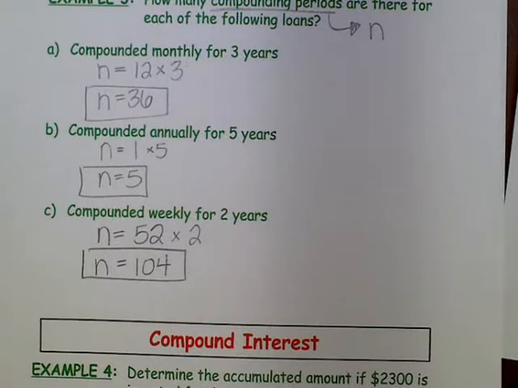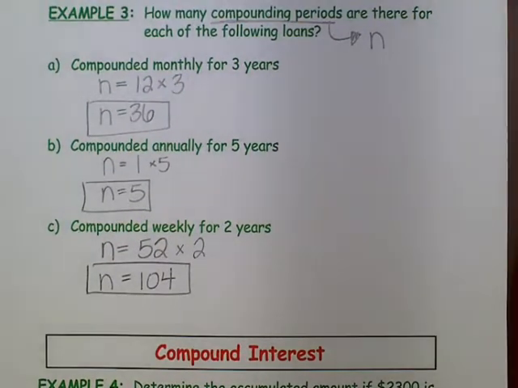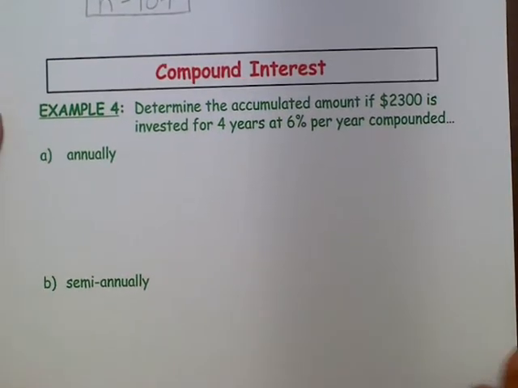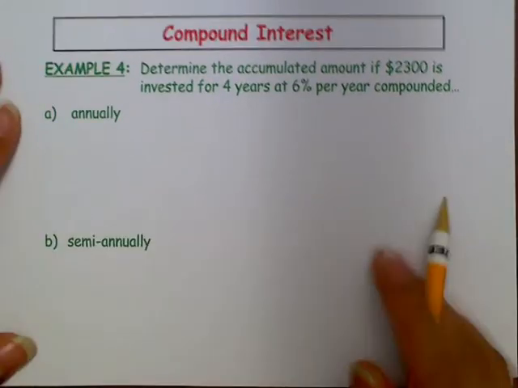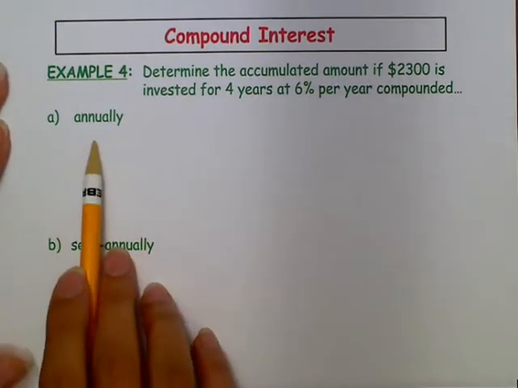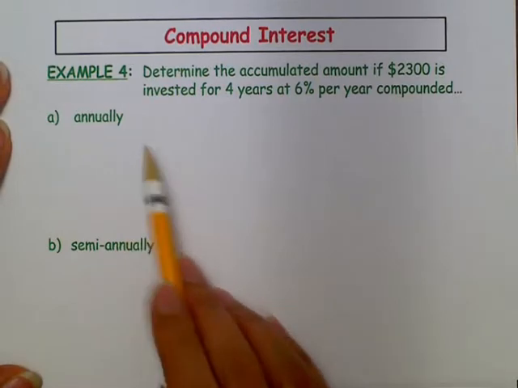In example 3. And so now we can actually look at some examples where we are solving for the compound interest. So example 4 has 4 parts to it. We're going to see how the accumulated amount that you earn changes over time, depending on whether interest is compounded annually, semi-annually, and then we're going to look at quarterly and monthly.